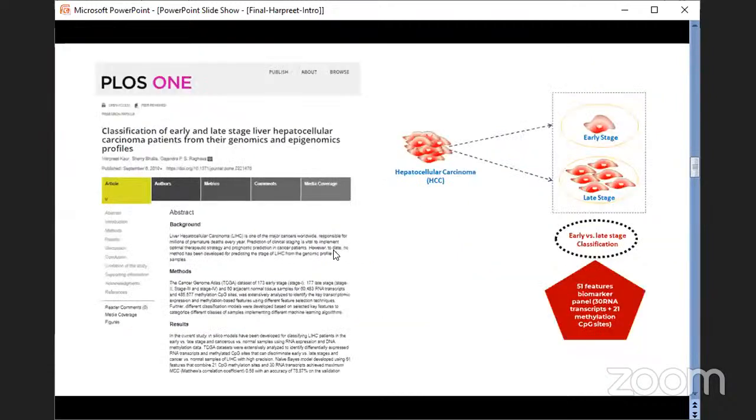In the next part, to identify liver cancer at an early stage, we explored transcriptomics as well as methylation data of nearly 350 HCC patients. Employing various statistical and bioinformatics techniques, including random forest and various feature selection techniques, we eventually identified 51 signatures that include 30 RNA transcripts and 21 methylation CpG sites that can predict liver cancer at an early stage.